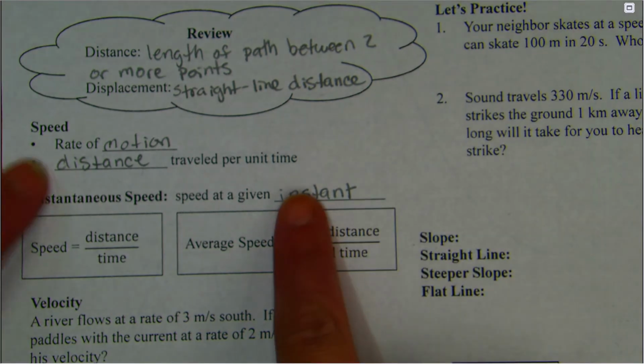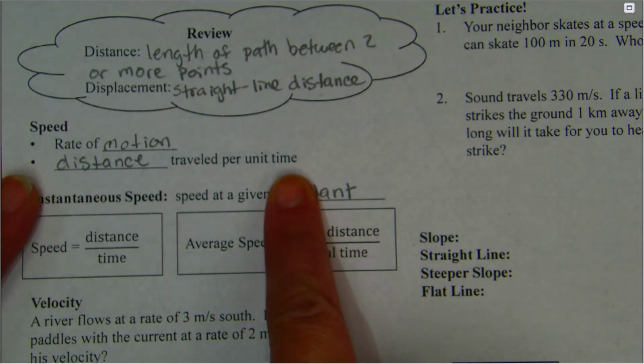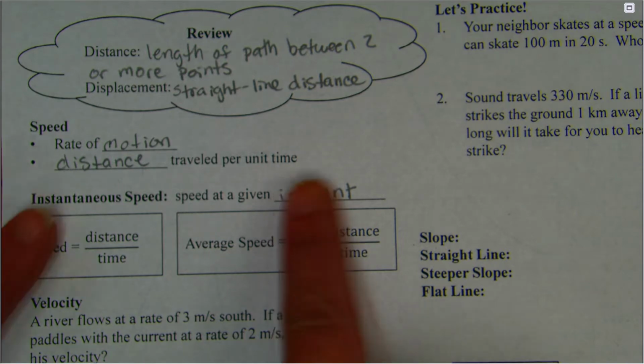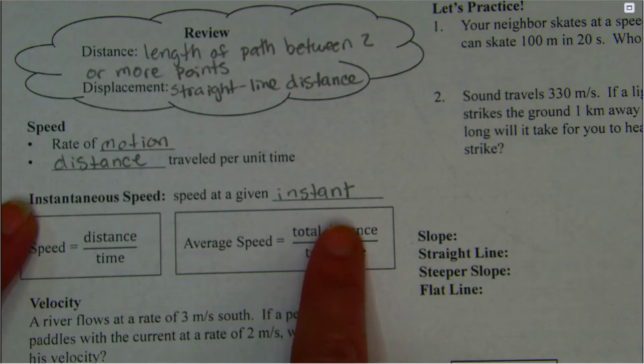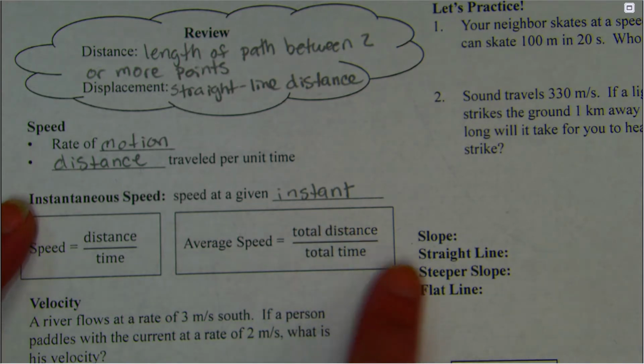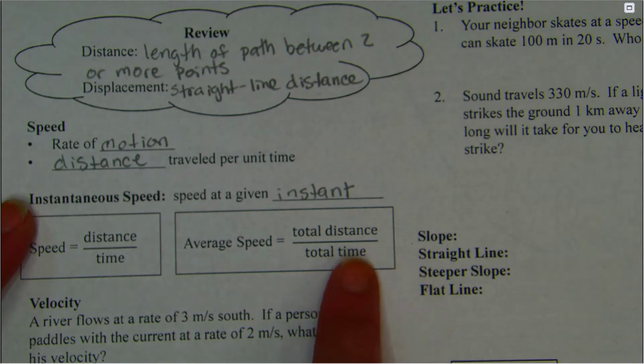So I can find my overall speed going home. How long does it take me to get there? And how far did I travel? But at any given moment, my instantaneous speed may be different. I may be slowing down for a stoplight. I may be speeding up. The speed limit changes about halfway to my house. So I may be speeding up or slowing down.